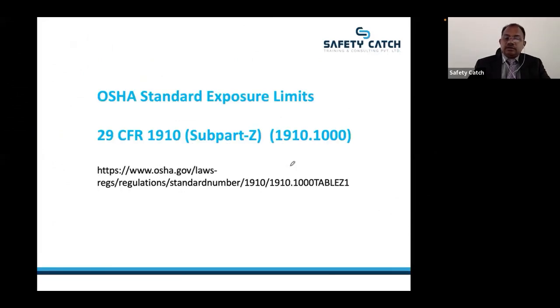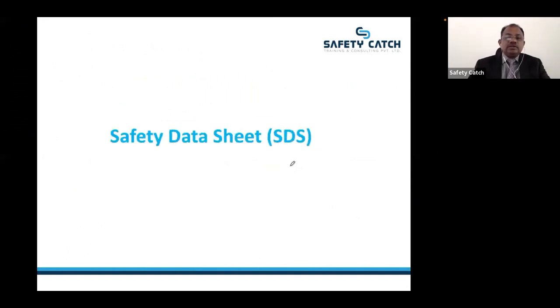So the Z table, we have seen that. 1910 section 1000 Z table, we have seen this. Now safety data sheet. What are the informations we get from the safety data sheet? We have to check that.